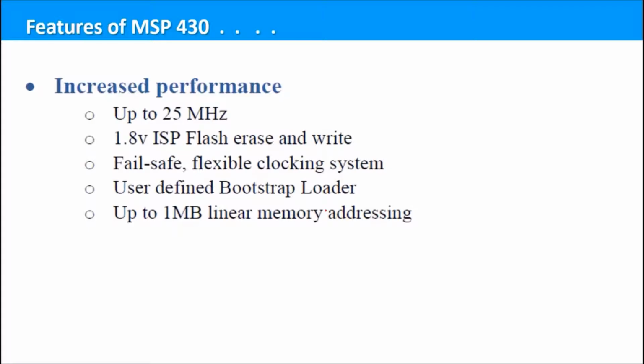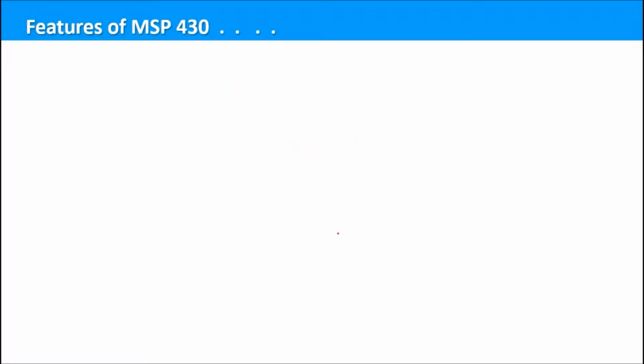Then increased performance depends upon the version. This processor operates on 25 megahertz frequency. The 1.8 volt ISP flash erase and write is also possible. So you can erase or write in a program memory at the voltage level of 1.8 volt. Fail-safe flexible clocking system is available. User-defined bootstrap loader is available. Then up to 1 megabyte linear memory addressing is also available.